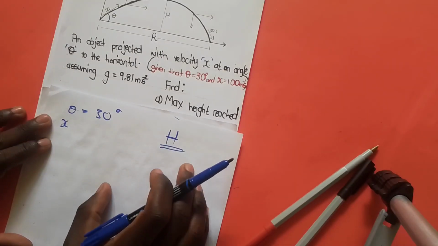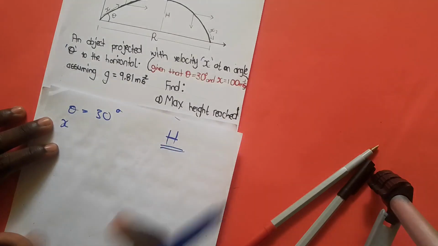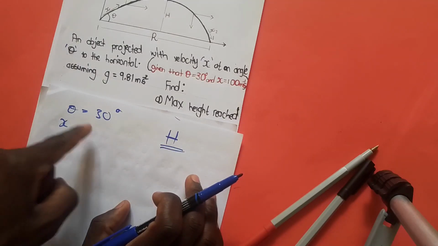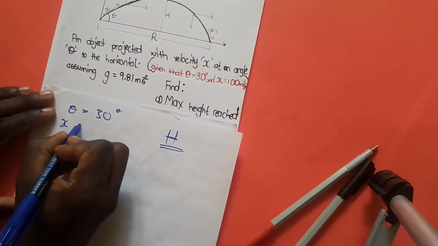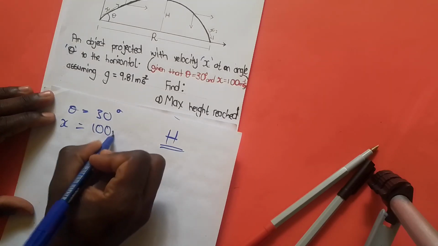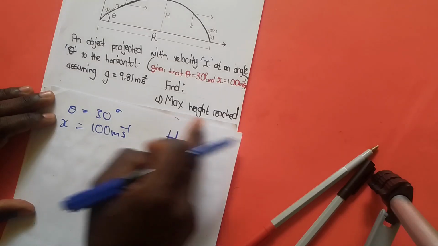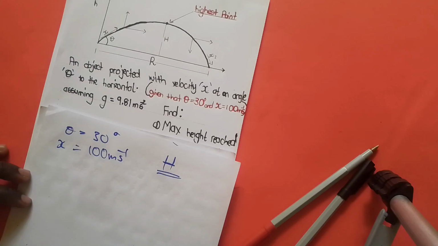Question A is demanding that we find the maximum height reached by the object. So what do we know from the question? We know that theta is equal to 30 degrees and x, the initial velocity of projection, is 100 meters per second. We are calling the maximum height h. From the diagram, the maximum height is h here.